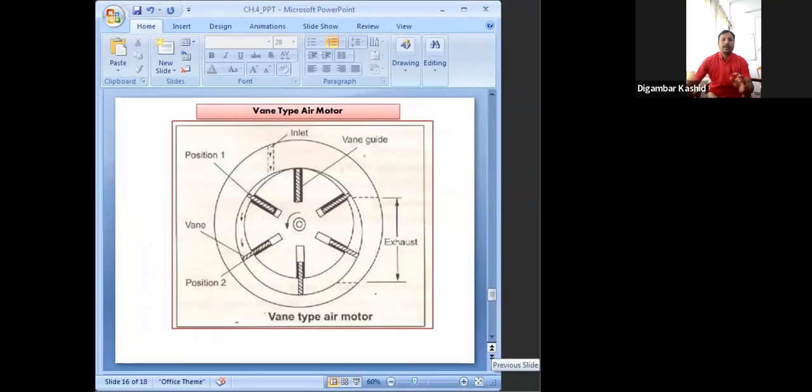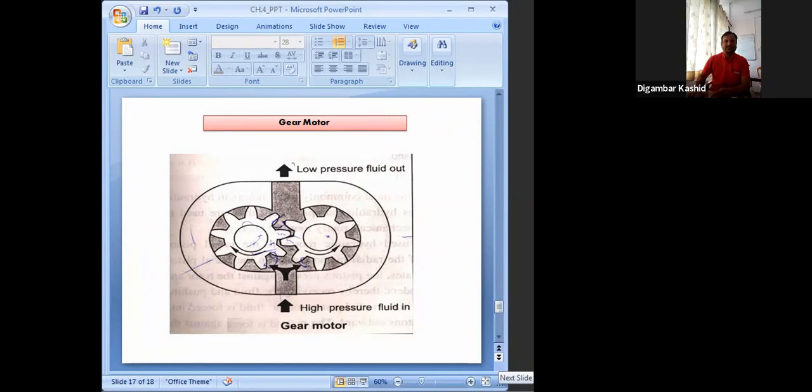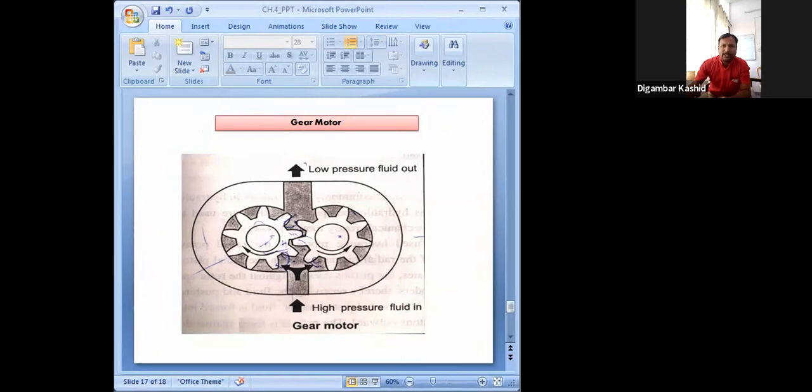Okay, see here, this is a schematic diagram of the gear motor. Same diagram we have seen in the hydraulic motor. There also this type was there. In the pump also the gear pump was there, same. So you can see here, here is our body, gear body, and through this inlet port, high pressure fluid is going to come inside this motor. Okay, so this is the inlet port. Through this the high pressure fluid will come. So here fluid means what?